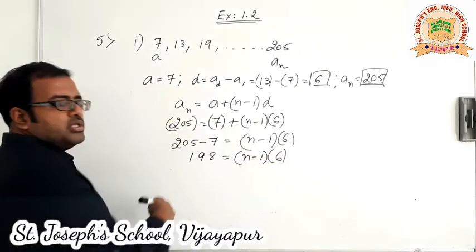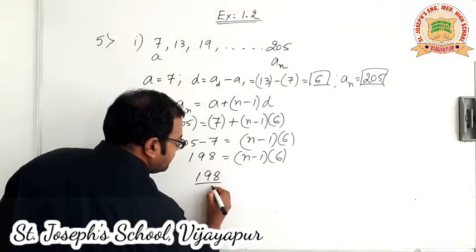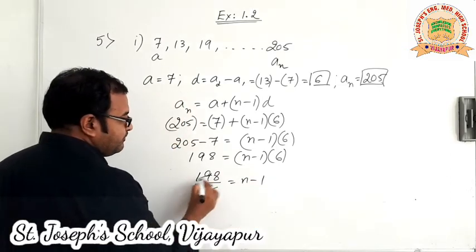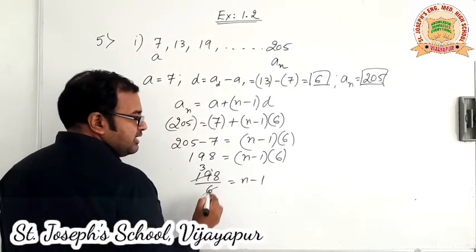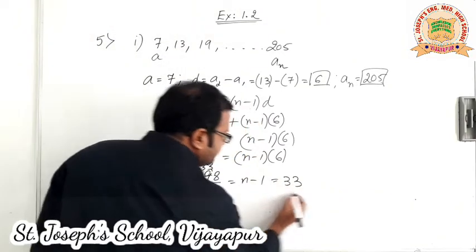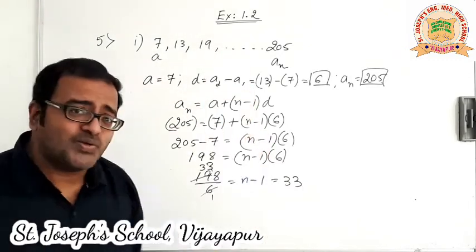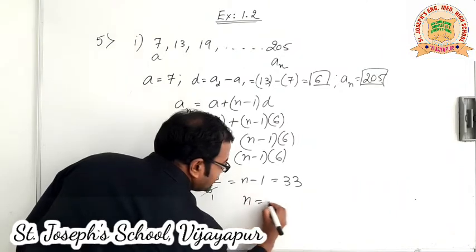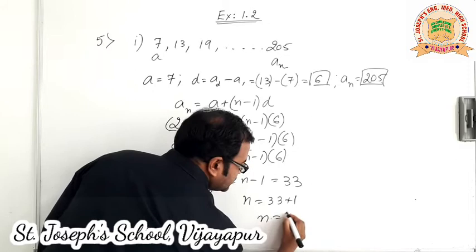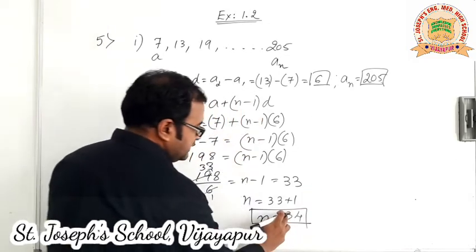This 6, I get it to the other side, becomes divided by 6. So 198 upon 6 is equal to n minus 1. Let us simplify that. 6 1s are 6, 3s are 18, 1 remaining, again 6 3s are 18, 33. So n minus 1 is 33. If n minus 1 is 33, what is n? Take minus 1 to the other side, you get plus 1. So n is equal to 33 plus 1. That is, n is equal to 34. Hence the answer.